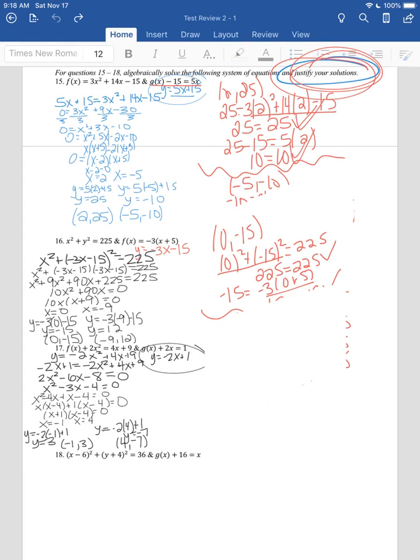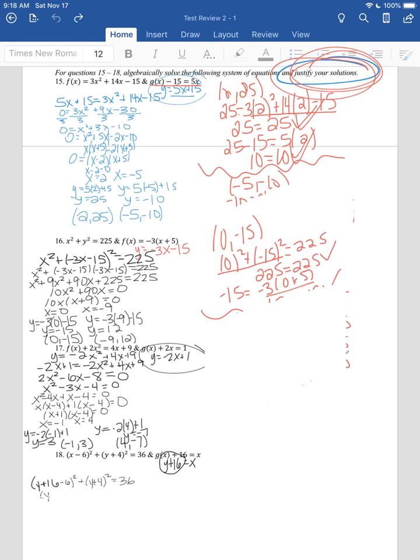So number 18, I have x minus 6 squared plus y plus 4 squared equals 36. So the center of that circle is 6, negative 4, and the radius is 6. And then my linear, I have y plus 16 equals x. So I don't have to really manipulate my linear if I don't want to because I have x equals. So I'm going to plug this in for x. So now I have y plus 16 minus 6 squared plus y plus 4 squared equals 36.